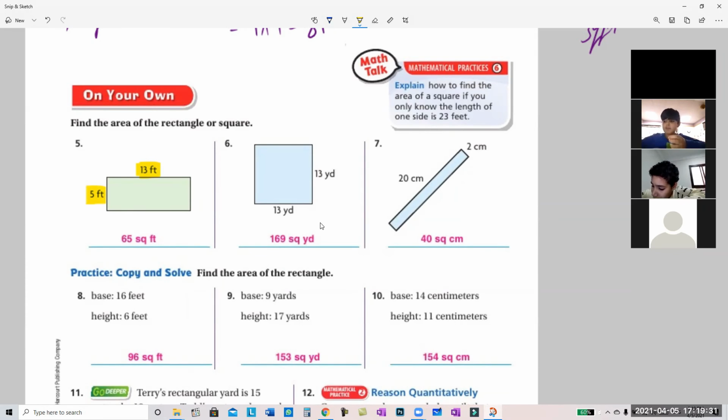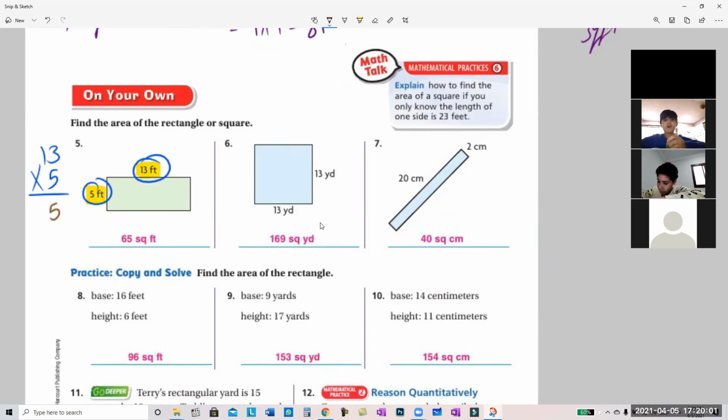I don't hear you well. Do we have a square or rectangle here? Number 5, rectangle. Rectangle, excellent. So we're going to multiply them together. So 13 multiplied by 5. Can you multiply this for me? Yes, 5 multiplied by 3 equals 15.